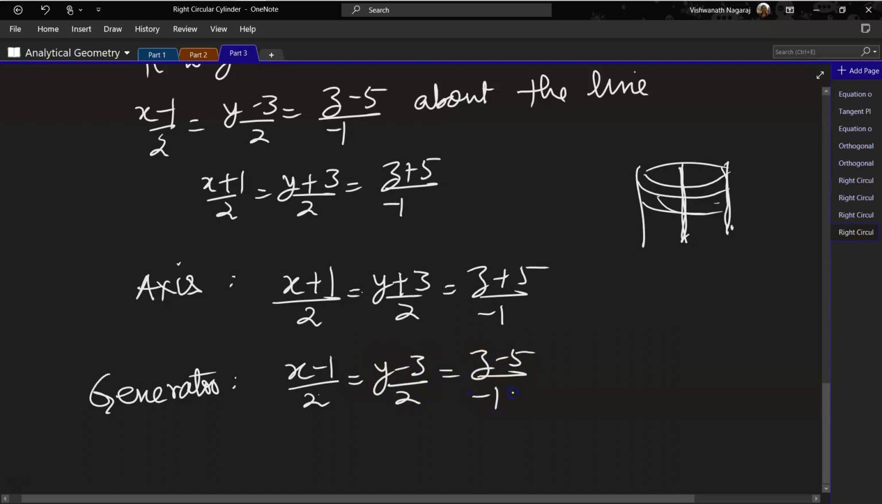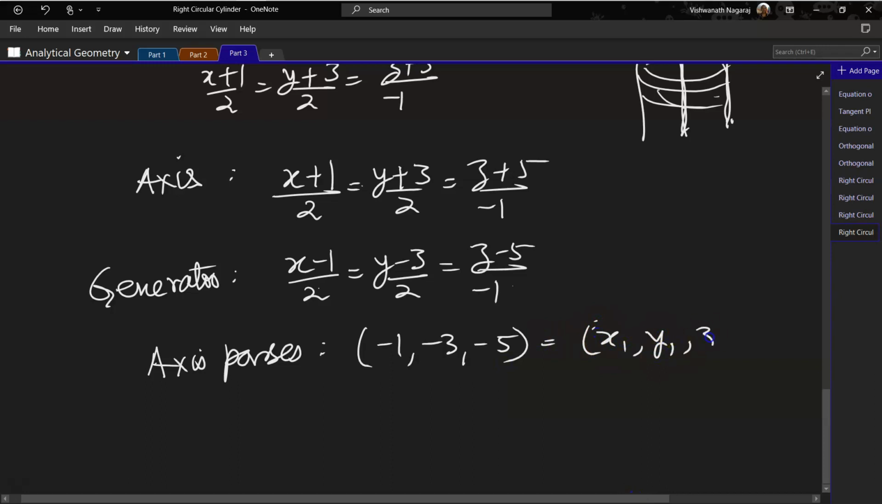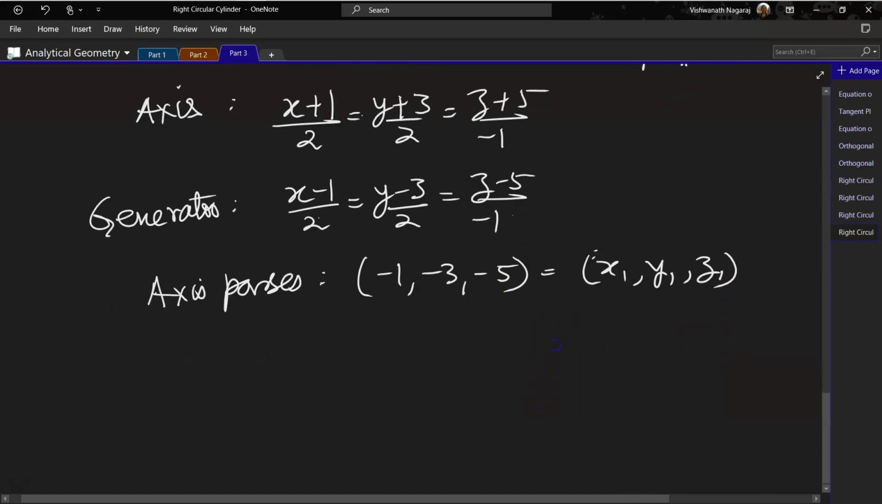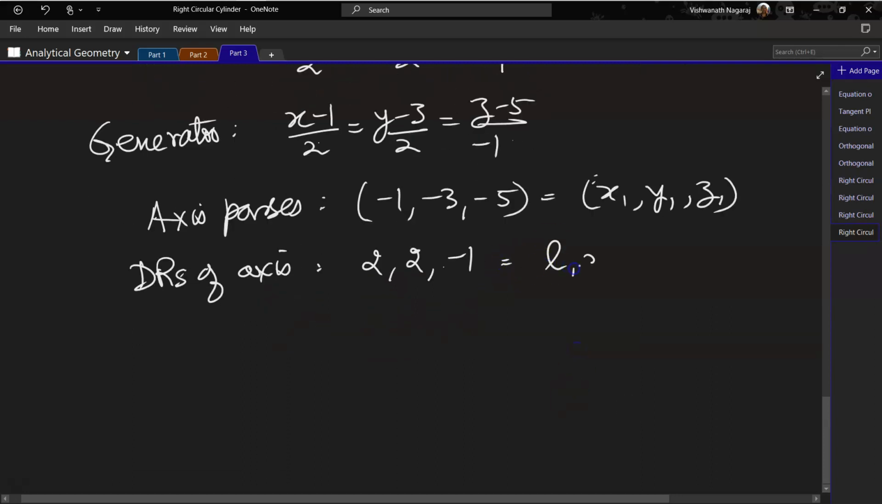By looking at this itself, we can figure out that the axis passes through this point. What is that? Minus of this, minus of this, minus of this, which means (minus 1, minus 3, minus 5). Let us say this is (x1, y1, z1). Basically, we need a point on the axis. We can also figure out that the direction ratios of the axis are 2, 2, minus 1. So let us say this is l, m, and n.